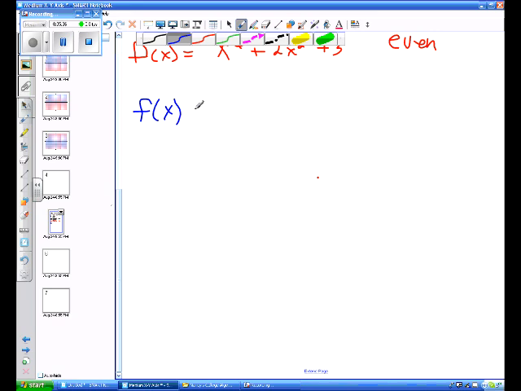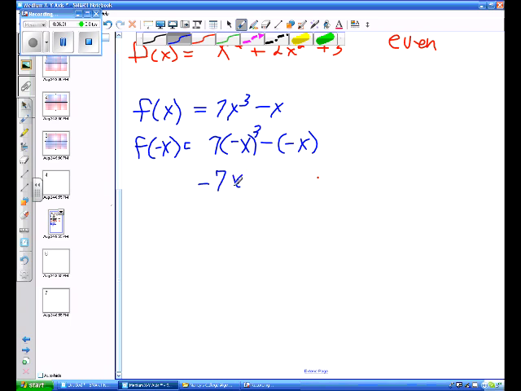F of x equals 7x cubed minus x. Well, if we substitute in a negative x, okay, when you cube a negative, you get a negative. So this is going to end up being negative 7x cubed, and the opposite of a negative is a positive, plus x. So you can see we did not end up with the same equation that we started with.